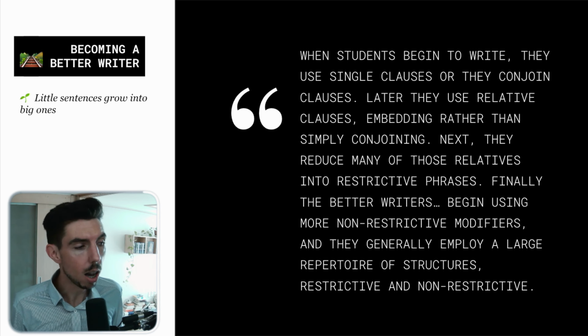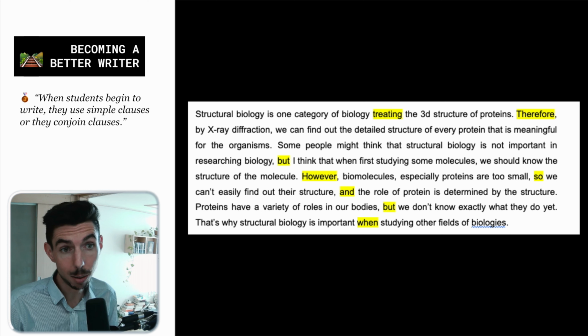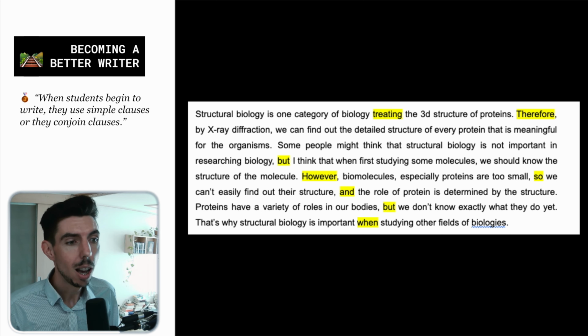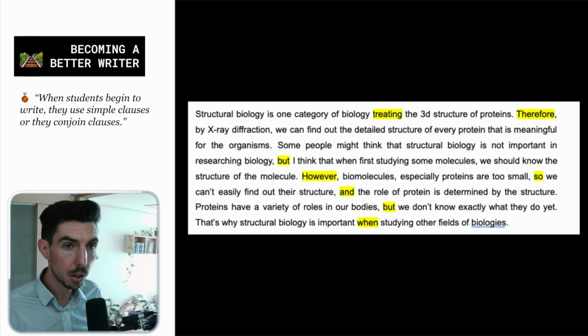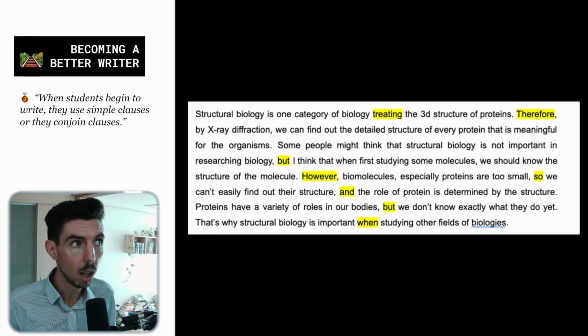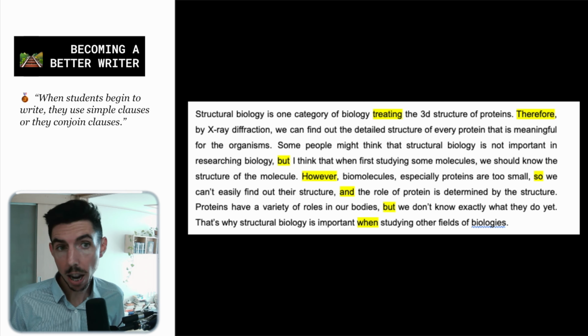So when we look at level 1, I'm calling that bronze level, this is when students begin to write. They use simple clauses or they conjoin clauses. Here's an example of student writing from one of my reading and writing classes that was taken at the beginning of the semester. It's a pretty good example of where many of you might find yourself today. What's going on in this? Well, let's take a close look at what Hunt calls simple sentences.